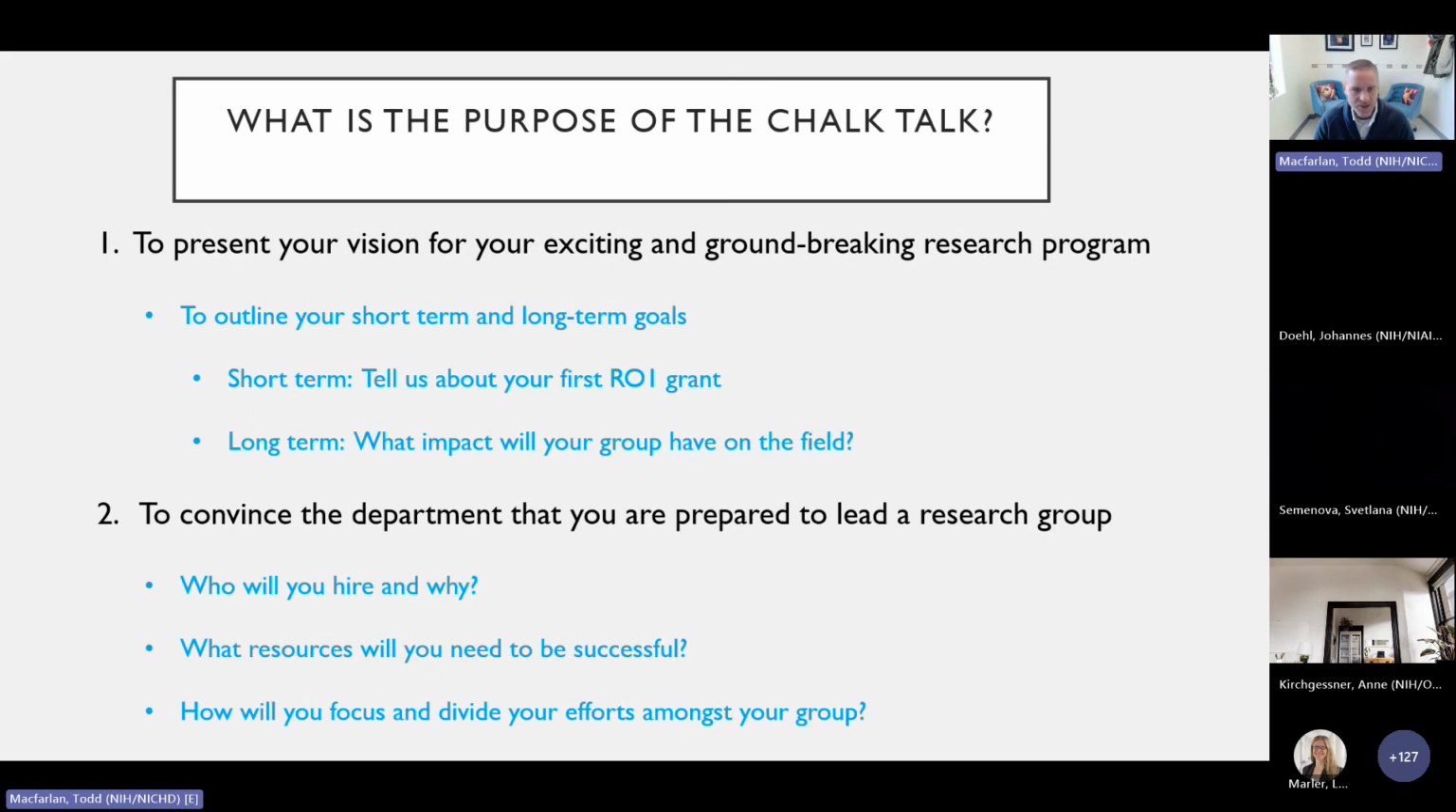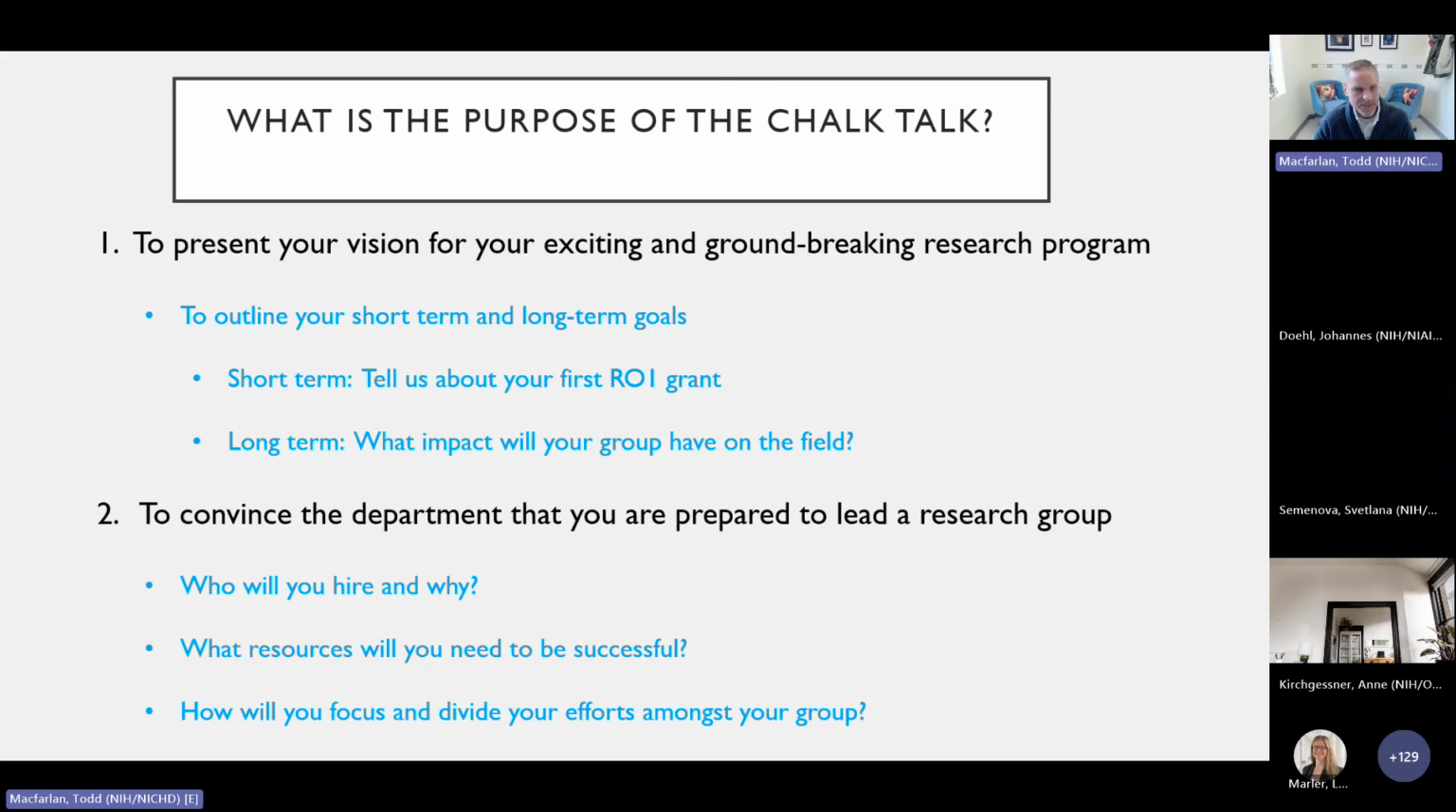The second thing, so that's the short term. The second thing you're going to be describing is what will be the impact that your group will have on the field. So you really have to think about the big picture. You know, what are you going to be known for? What is your niche? What is unique about your group from those groups who may be your competitors?